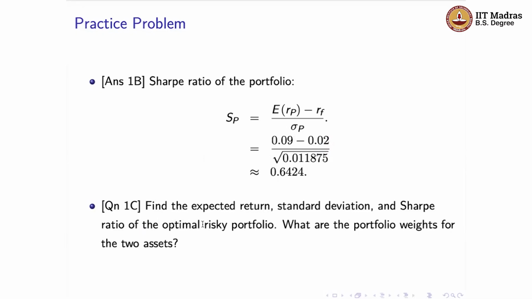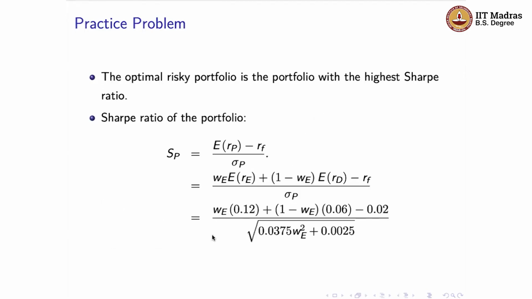The next question asks to actually figure out the expected return, standard deviation and Sharpe ratio of the optimal risky portfolio. And we are also asked to figure out what are the weights for these two assets, right? So remember, the optimal risky portfolio is the one consisting of only these two risky assets, the corporate debt and the equity. And it is basically the tangency portfolio, right? So this is the portfolio for which the Sharpe ratio is maximized.